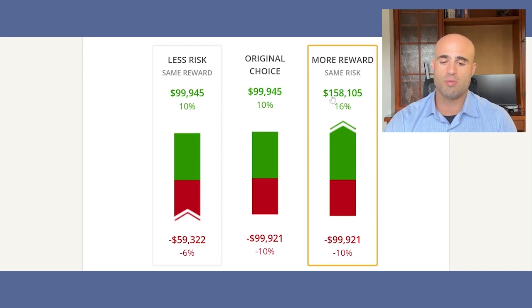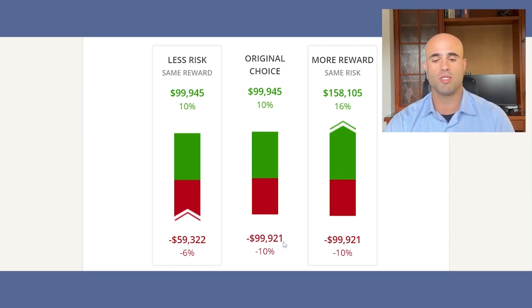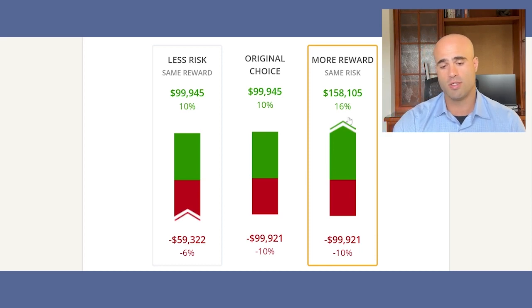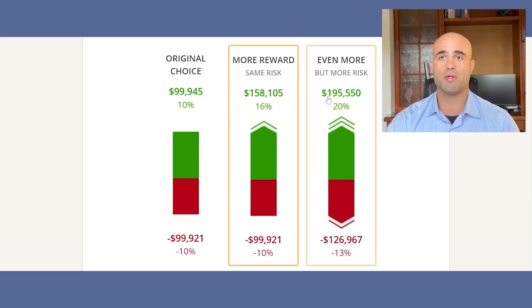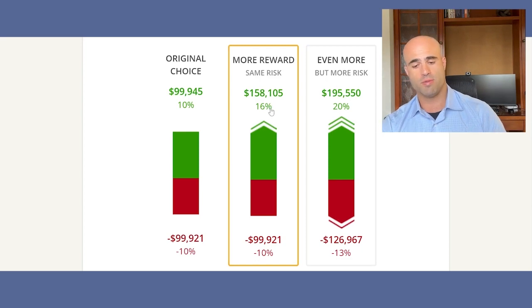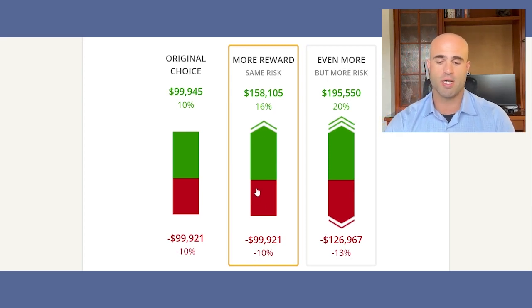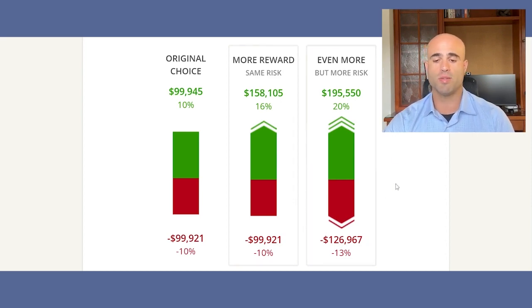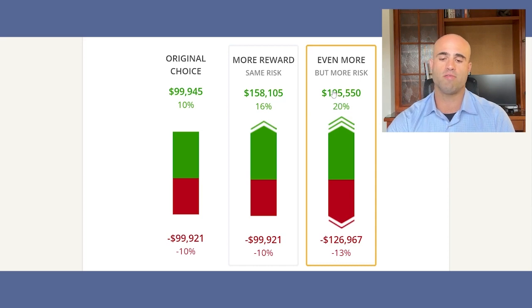So let's say John and Mary Sample decide, you know what, I'm still comfortable with the 10% potential decline and I want the opportunity to make more. So we're going to go with more reward, same risk. And then the next question here says, okay, well, you're comfortable with that. What about even a little bit more risk? So what about a potentially 13% decline or 127,000? But you could make even more as well. So you could make as much as 20% or 195,000.